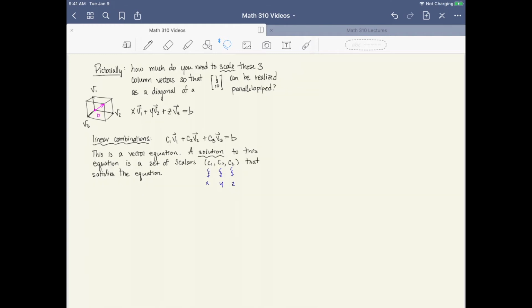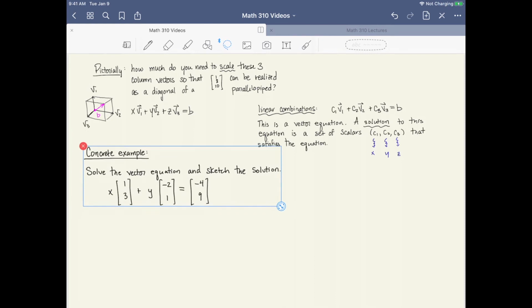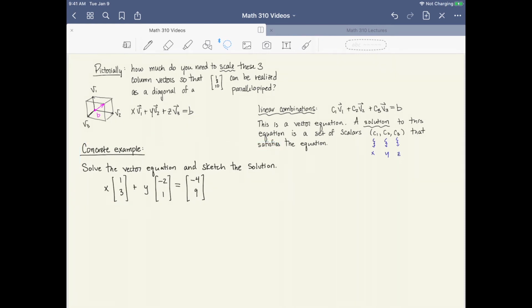What I'd like to do now is work through a concrete, simple example and think about the row perspective and the column perspective as we work through this example. So let's make a little space on our page and start doing the following example. We're going to be looking at the vector equation where we're trying to add together column vectors (1, 3) and (-2, 1) to get (-4, 9). And we're seeking x and y. These are the scalars that would give us a solution to this vector equation.